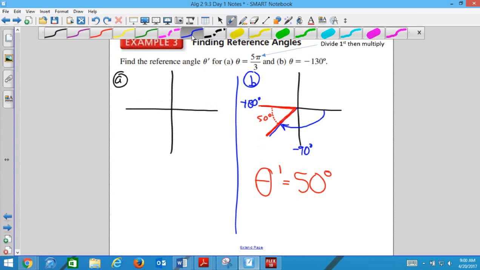Okay, so the next one is 5 pi over 3. And I put a little arrow and a little note that I added in to help us. I'm going to explain that note in a second.